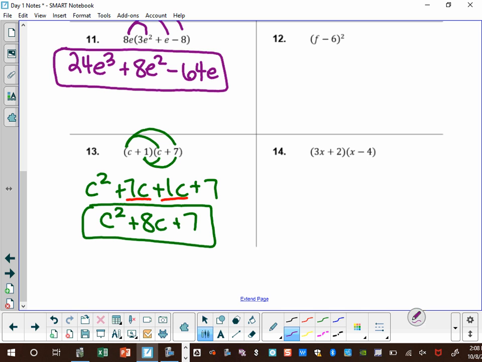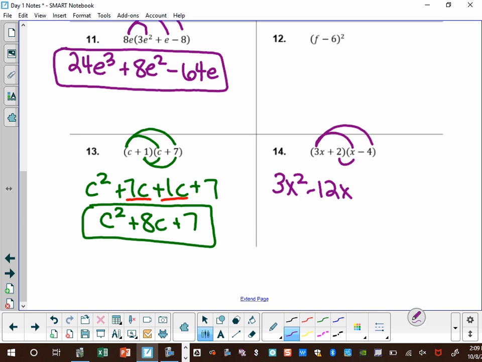All right, I'm going to do 14 with you. So I have 3x plus 2 times x minus 4. Joanna, this 3x is going to get multiplied to what? Well, so 3x times x gives us what? 3x squared. And what about 3x times negative 4? Negative 12x.